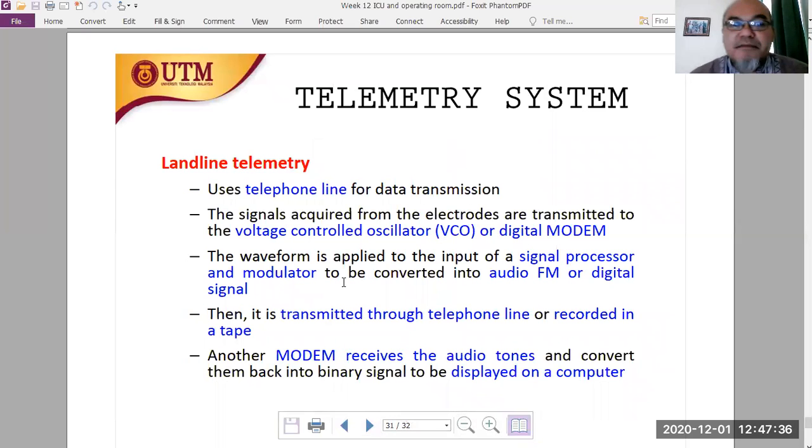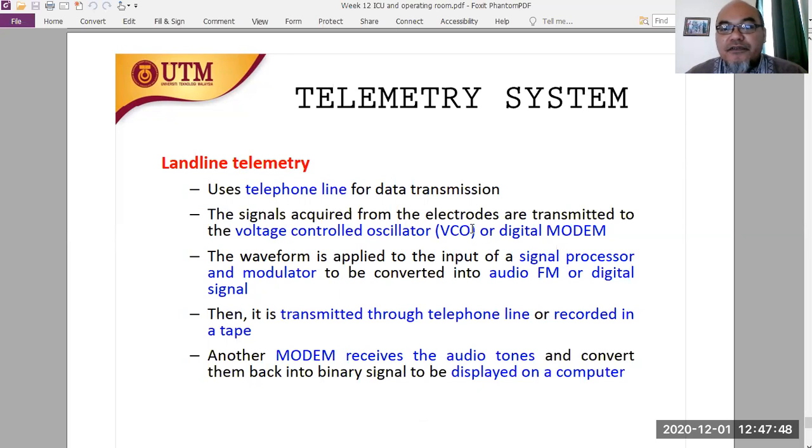In a landline telemetry system, instead of using radio frequency, they use a telephone line for the data transmission. The signal is acquired from the electrode and transmitted to a voltage controlled oscillator or digital modem. Then the waveform is applied to the input of a signal processor and modulator to be converted into an audio frequency modulated or digital signal. Now, mostly I think it's using a digital signal in Wi-Fi protocol in current modern telemetry systems. Then it is transmitted through a telephone line or recorded on a tape. Another modem on the other side of the telecommunication line receives the audio tones and converts them back into a binary signal to be displayed on the computer.